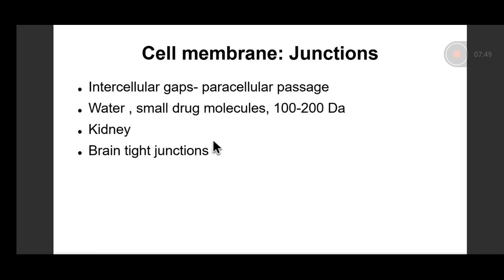Now, in the cell membrane are junctions. In some of the cells, where the two cells join, where the junction is, are intercellular gaps. These intercellular gaps provide for paracellular passage of drugs and other molecules. The width of this paracellular passage may vary in different cells.